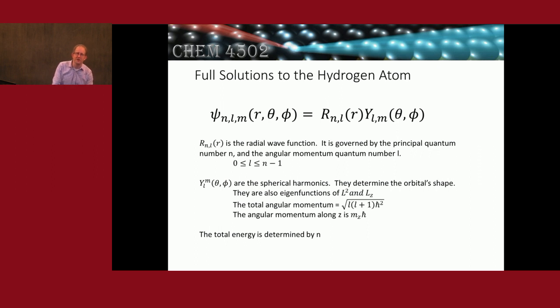So just a reminder, the radial wave function is capital R, and depends on the n and L quantum numbers. N is the principal quantum number, it determines the energy. L is the angular momentum quantum number. The angular components are spherical harmonics, and they determine the orbital shape. They are also eigenfunctions of L squared and Lz. They have a total angular momentum of the square root of L times L plus 1 times h bar, and the angular momentum about the z-axis is m sub L times h bar.